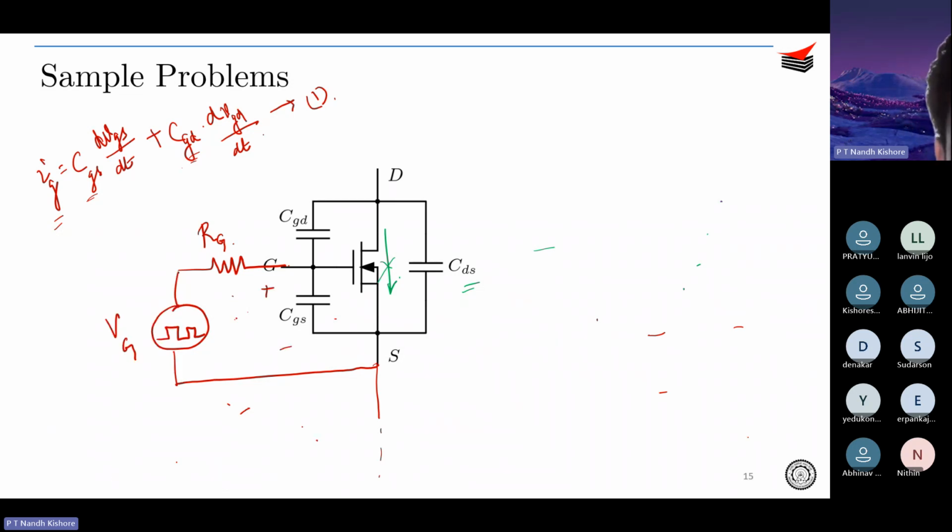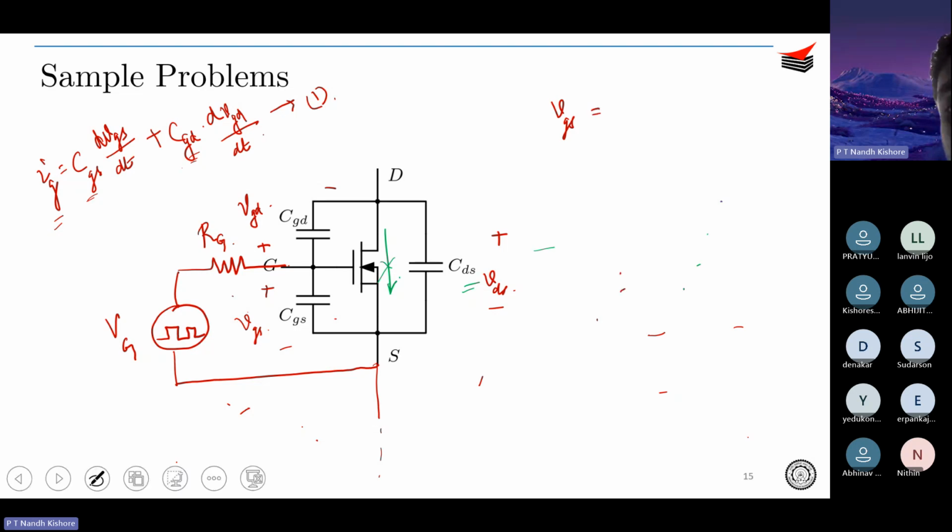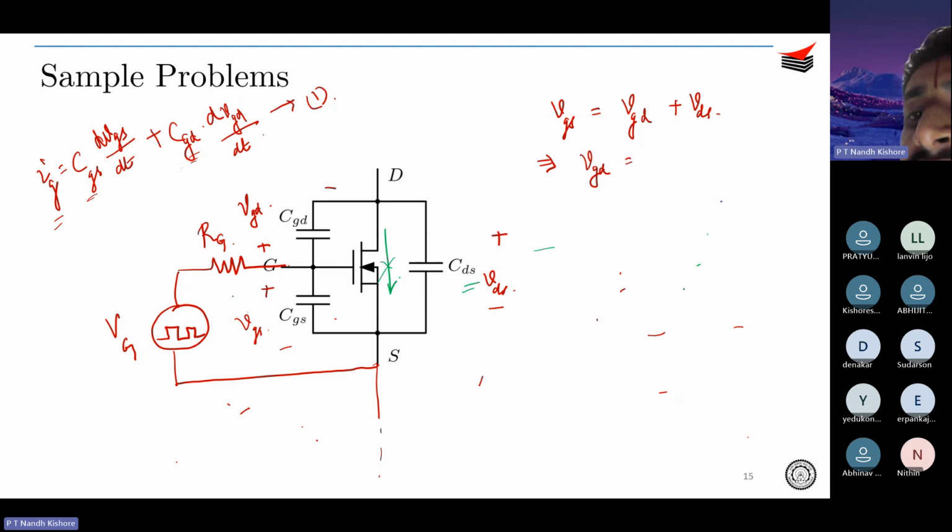So let me call this VGS. This is VDS. And this is VGD. If you apply KVL over here, you get VGS is equal to VGD plus VDS, right? Therefore, your VGD can be written as VGS minus VDS. Okay, so this is your second equation. You substitute VGD over here.